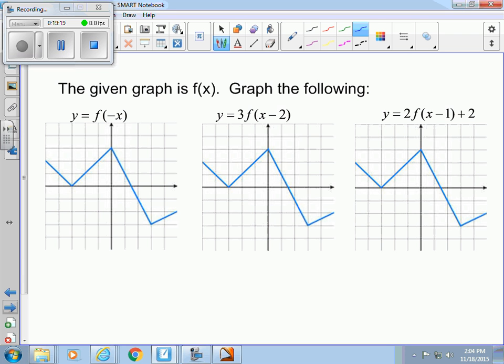So what does f of negative x do? Over what? Good, over the y-axis. Does everyone agree? Reflection over the y-axis. Did I draw that? What did I do there to get that? I just took that side, flipped it, and took this side and did the same thing.